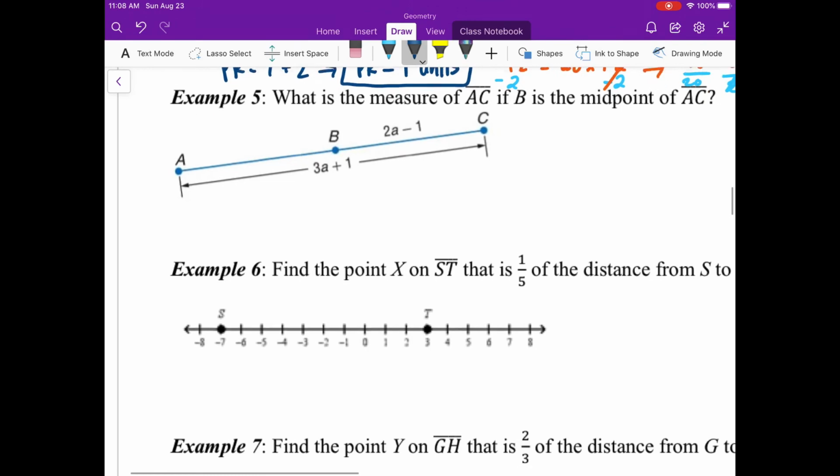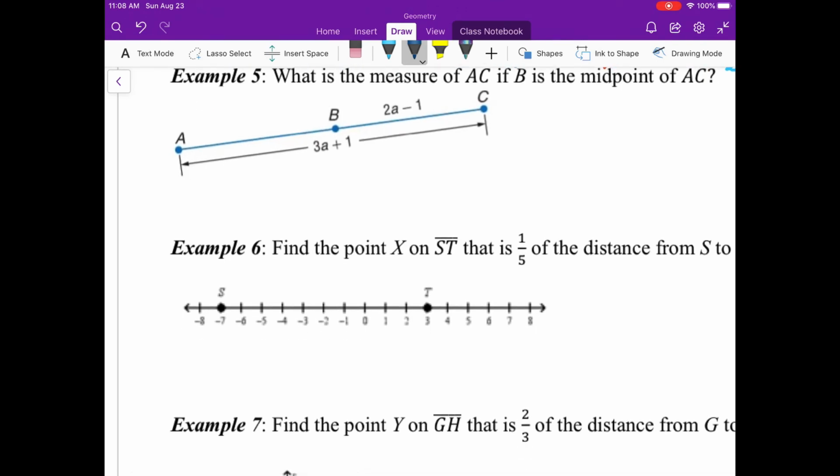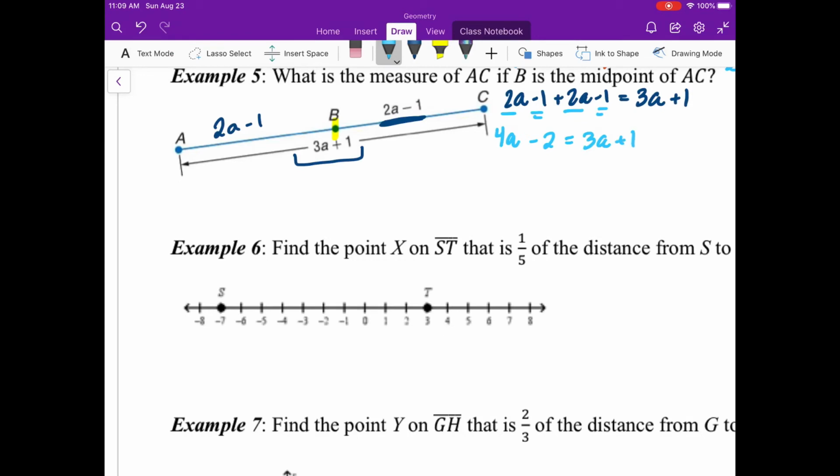Example 5 is very, very similar to example 4. So we know that B is the midpoint. Remember, midpoint means the middle. So if this side is 2a minus 1, we know that this side will also be 2a minus 1. So we're going to start the same way. 2a minus 1 plus 2a minus 1 equals your entire thing, which is 3a plus 1. Now we're going to go ahead and combine like terms. So I have 2a plus 2a, that's going to give me 4a minus 2, because we have the negative ones, equals 3a plus 1.